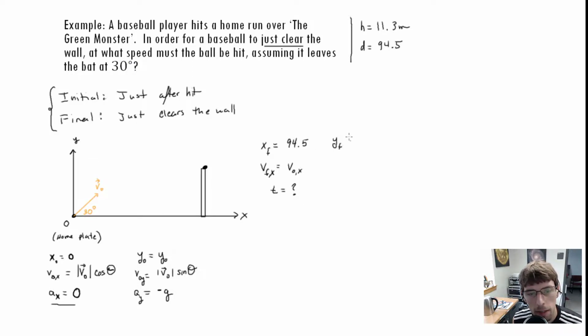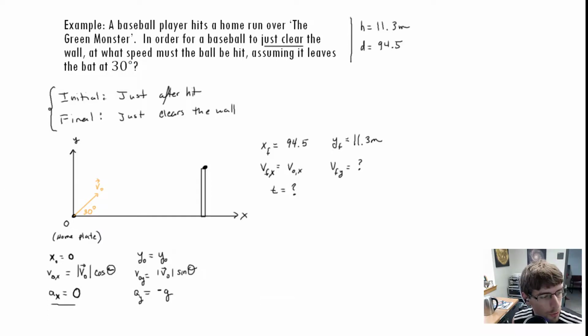Now let's move on to the y components. You say, okay, well, the final, we're told that it just clears the top of the wall. So just clearing the top of the wall means that it's at 11.3 meters. V final in the y direction, that's a big question mark, and the t is still a big question mark.